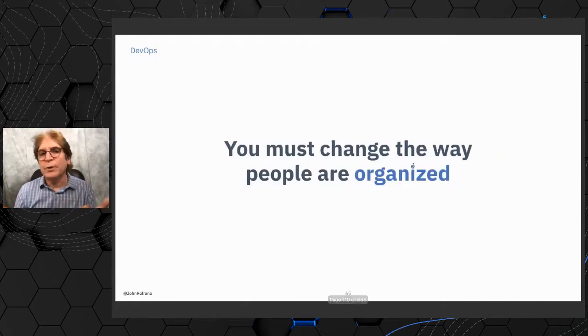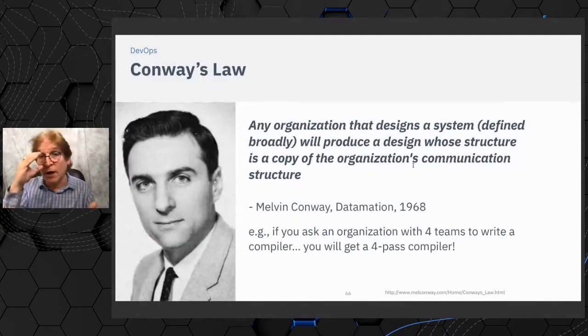So how do we change a culture? We've got to change the way people are organized. Conway's Law, most of you are probably familiar with Conway's Law, right? Any organization that designs a system will produce a design whose structure is a copy of the organization's communication structure, right? So you ask 4 teams to build a compiler, you get a 4-pass compiler. You shouldn't be surprised you got a 4-pass compiler. Yes, 4 teams to build it.